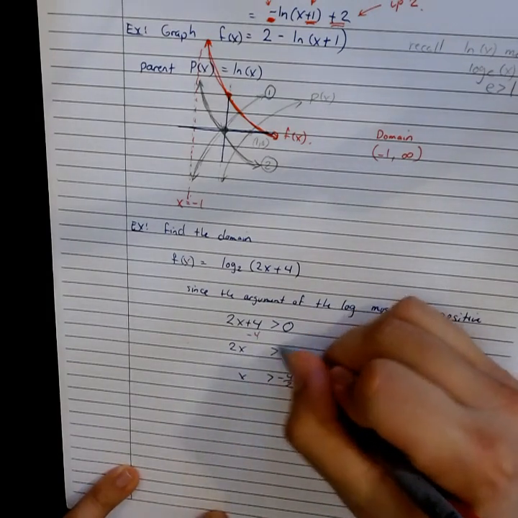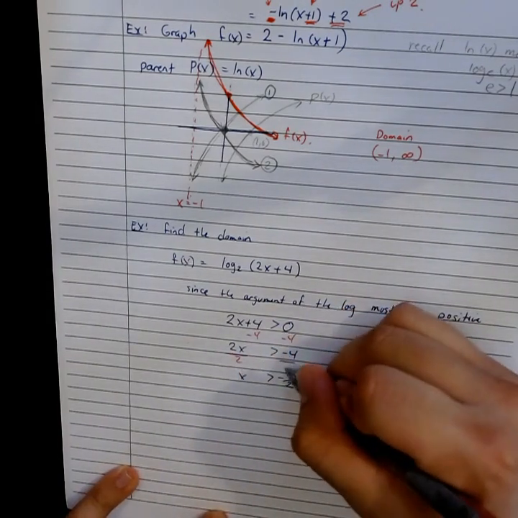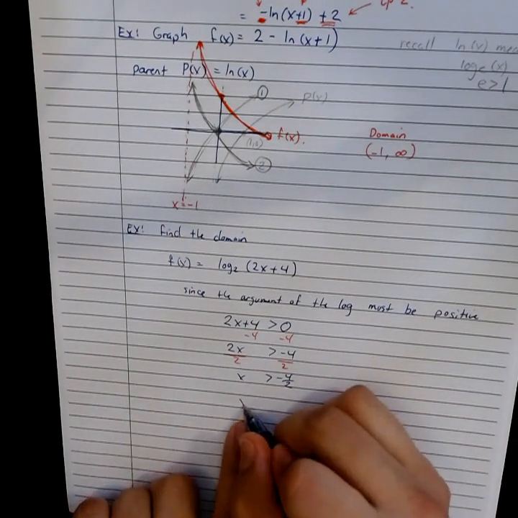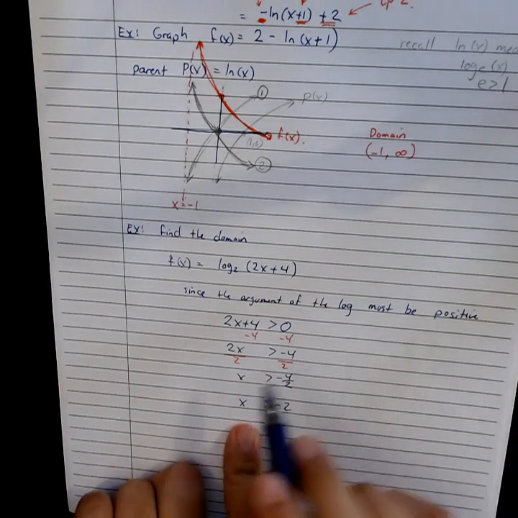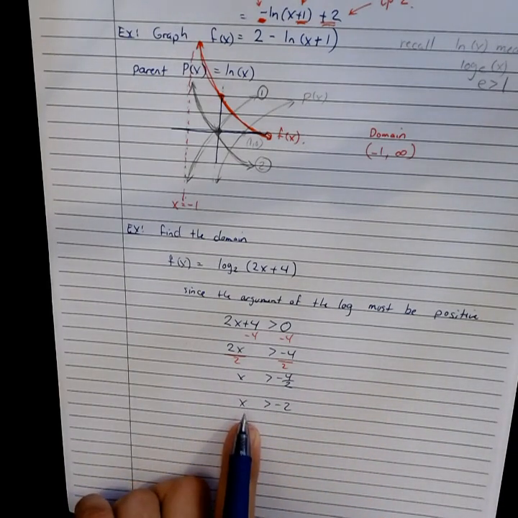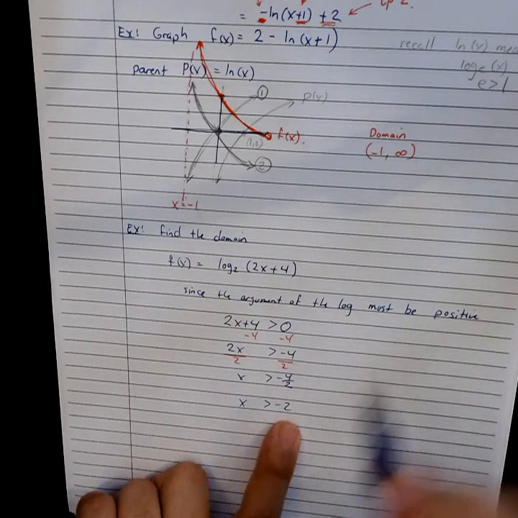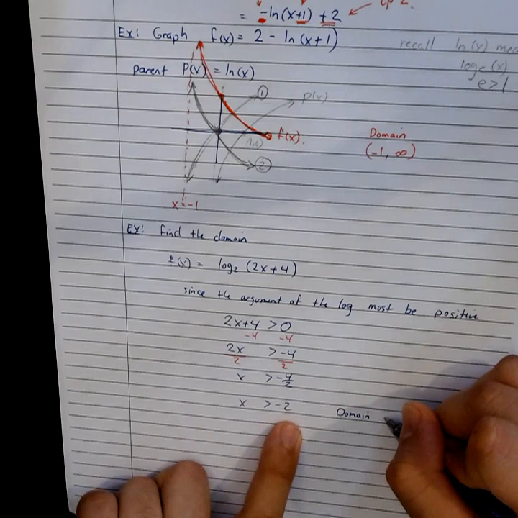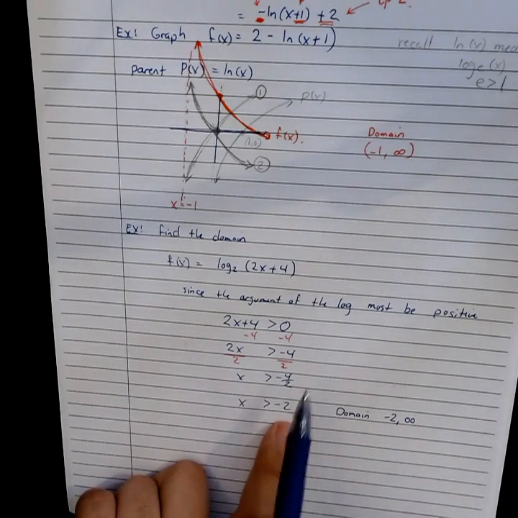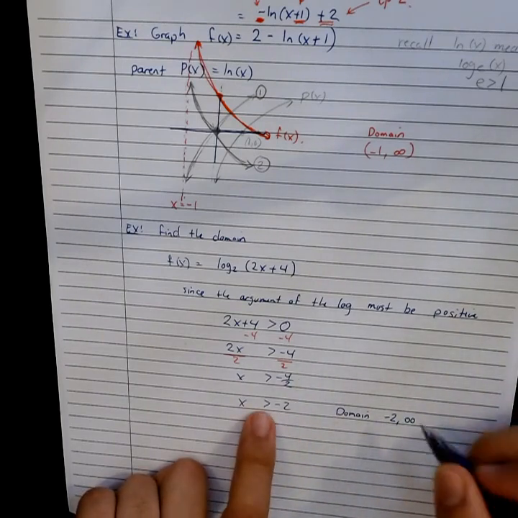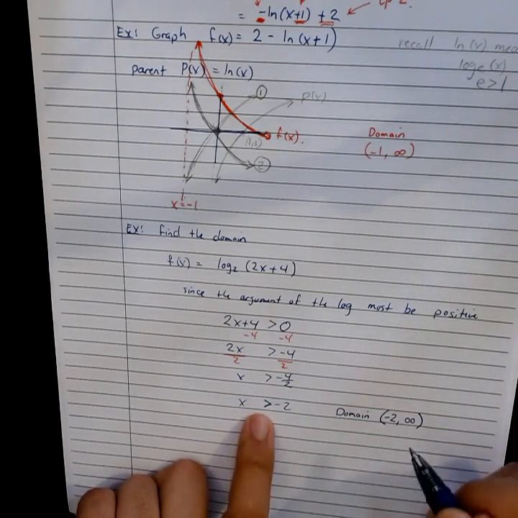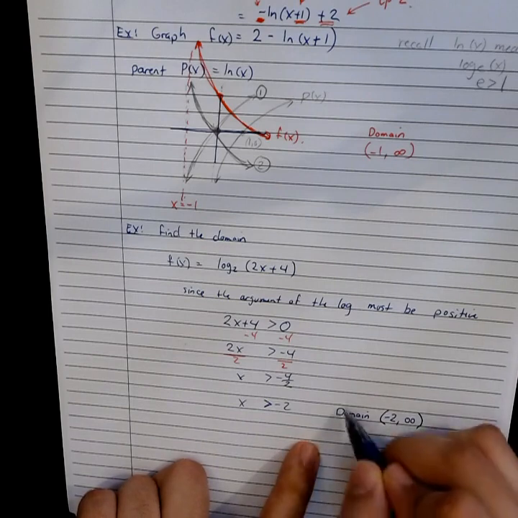But now, since I've isolated my x, that means I have my domain. Here I can simplify this. Negative 4 over 2 is just negative 2. So the domain of my function is all the x's that are greater than negative 2. From negative 2 on to the right forever. We don't include negative 2. This is strictly greater than. So our domain is just from negative 2 to infinity.